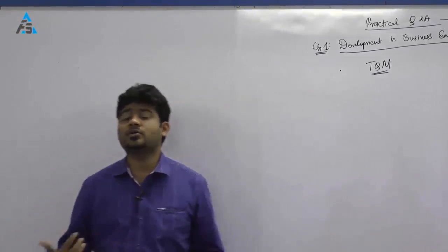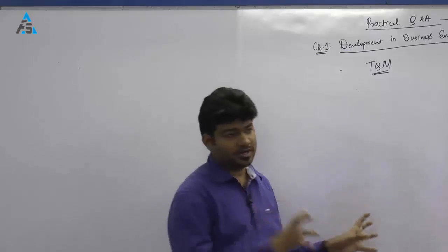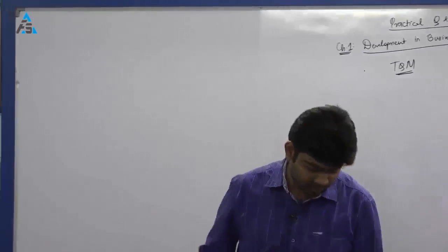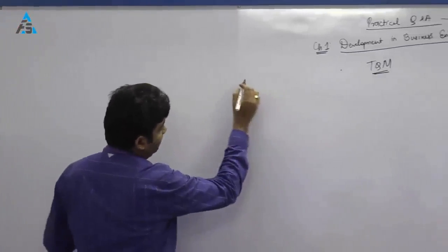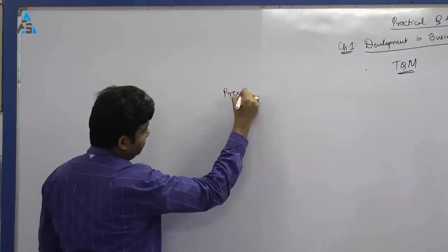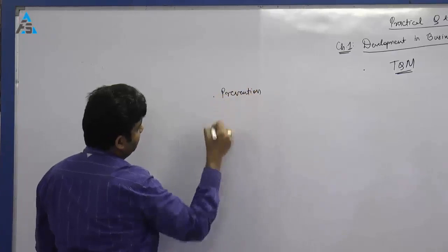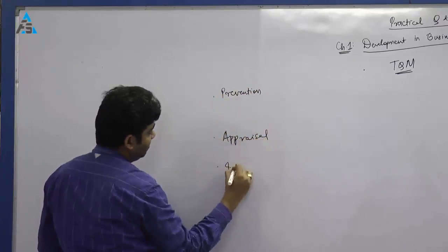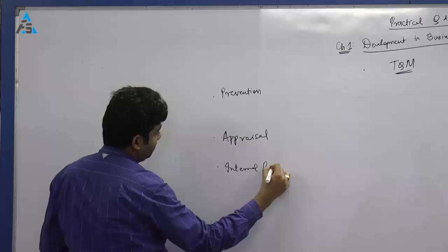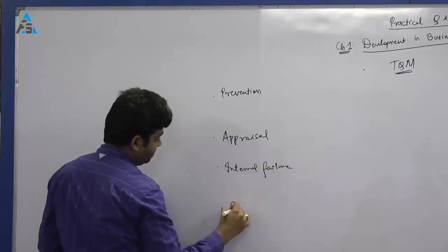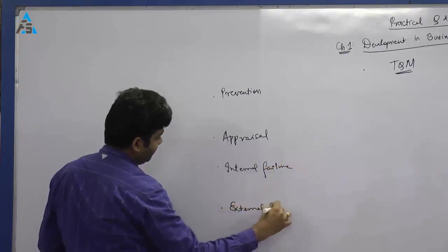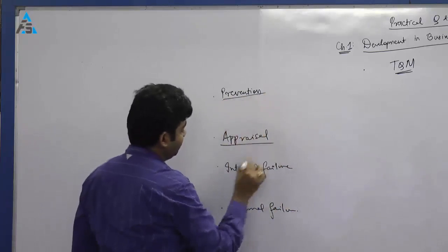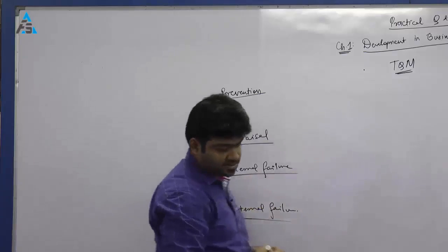So what are the quality costs that we have seen already in theory? One is prevention, other is appraisal, then internal failure, fourth is external failure. So these are the four costs that we have seen: prevention cost, appraisal cost, internal failure, and external failure. So this is how the whole system works.